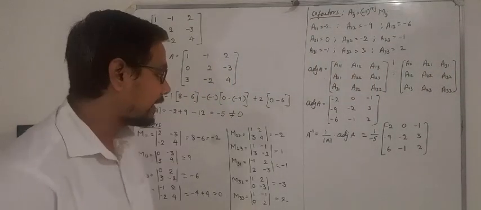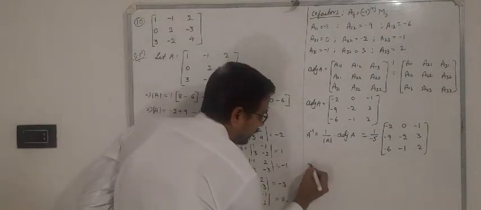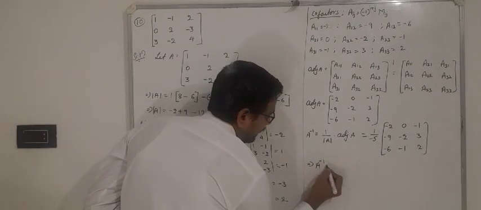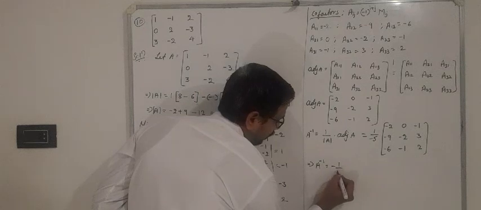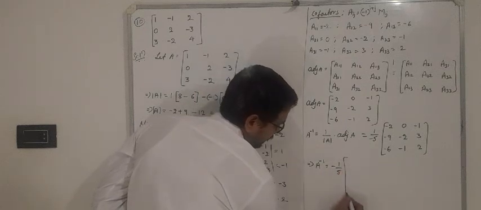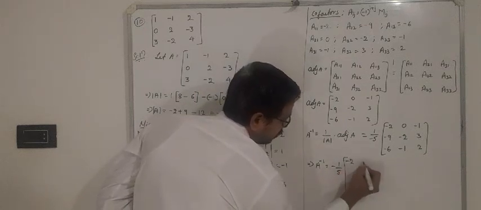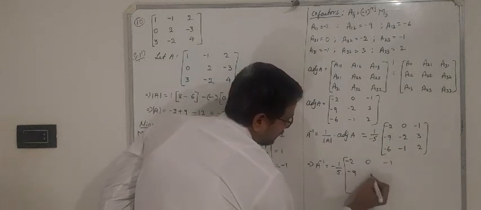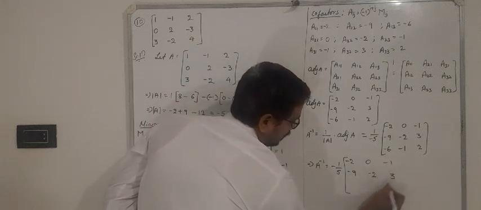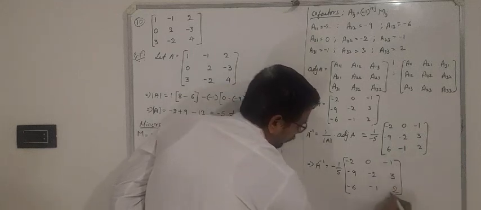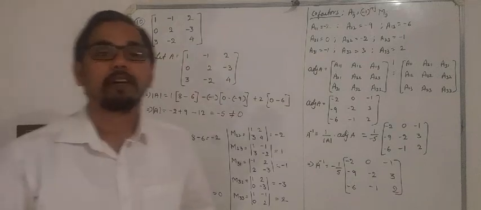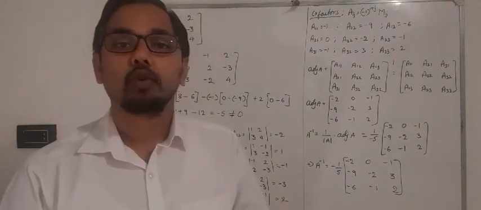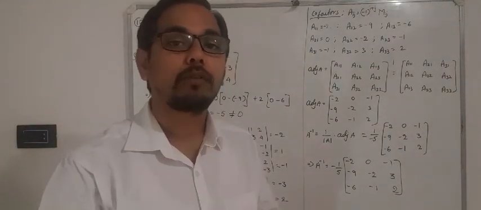Still you can simplify it. Right? So I can write A inverse is equal to -1 upon 5, times the matrix -2, 0, -1, -9, -2, 3, -6, -1, 2. This is how we can find the value of A inverse. So now what you need to do is pause the video and make a note.